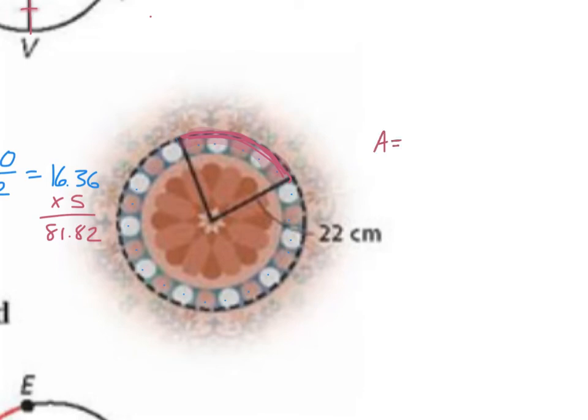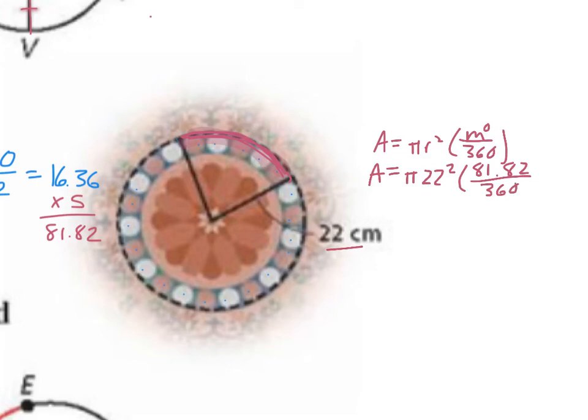So we're using the area of a sector formula, so our area is going to be pi r squared times the measure of our arc degrees over 360. Our radius here tells us is 22, so we plug that in for r, so we have 22 squared, and our measure of our arc we said was 81.82, and that's over 360.